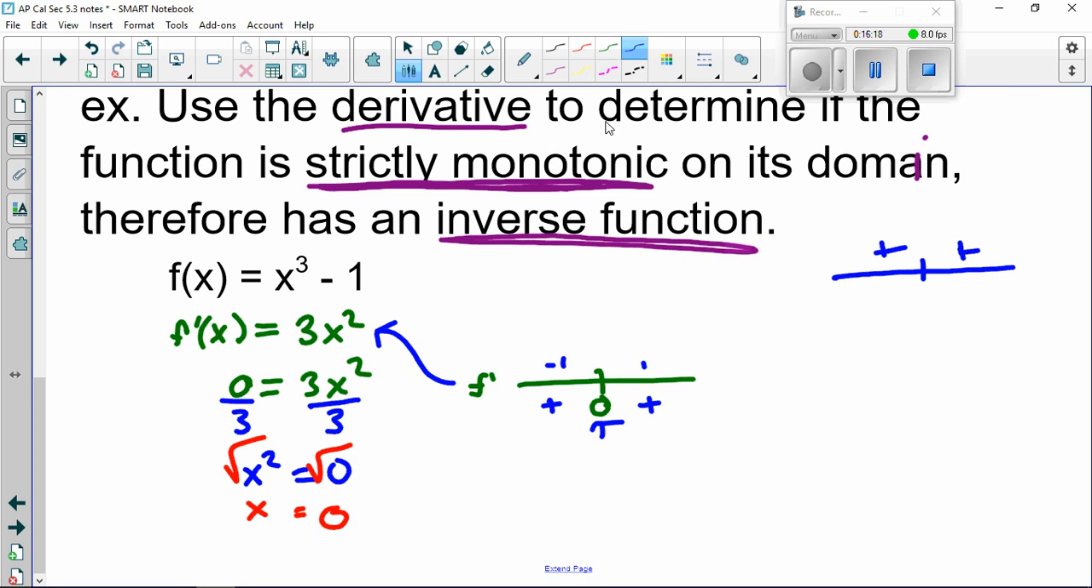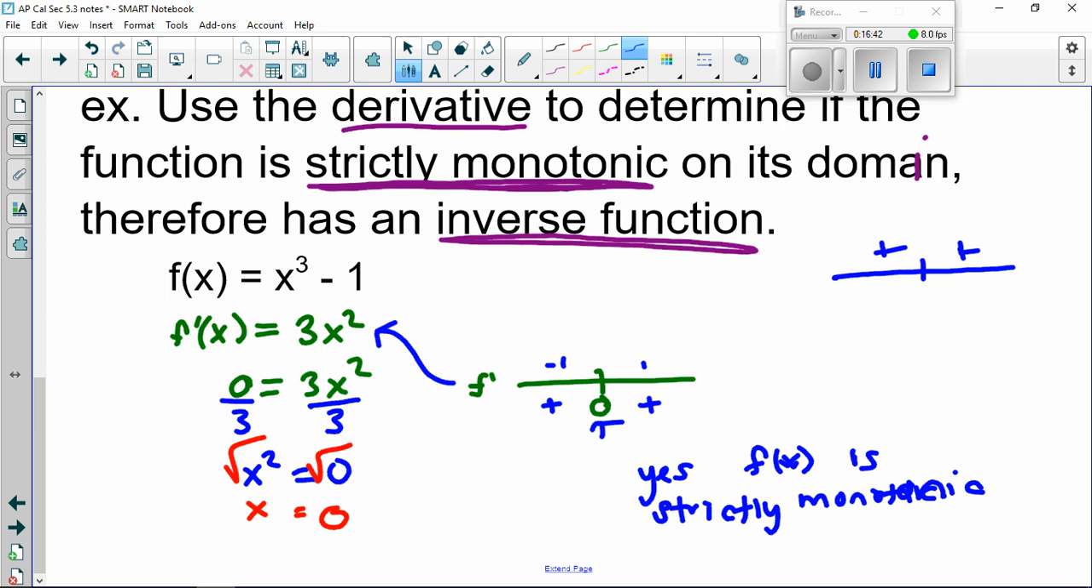So what did they want to know? Determine if the function is strictly monotonic. Yes. F of x is strictly monotonic. And we want to say why.